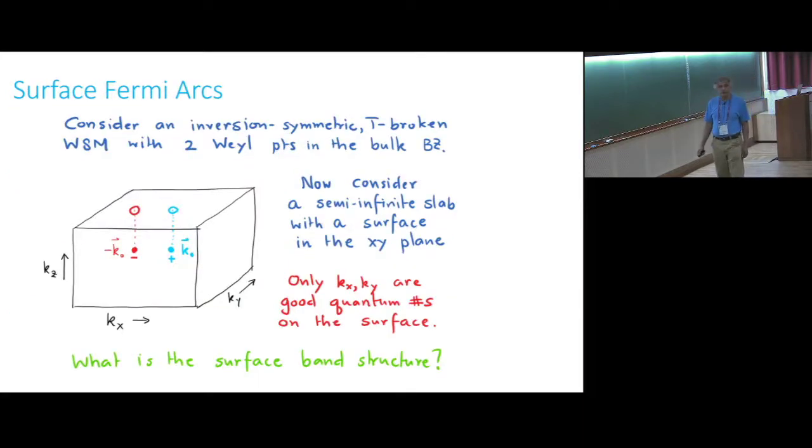Now let's go to the surface Fermi arcs. So now this is again a picture of the Brillouin zone.